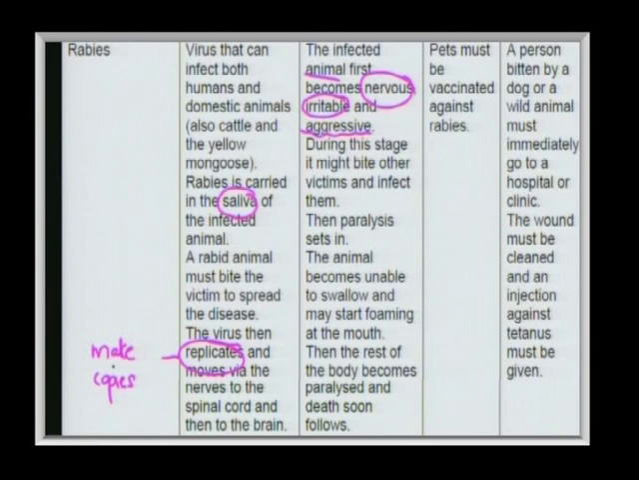Paralysis will start to set in our host animal. The animal becomes unable to swallow and may start foaming at the mouth. The paralysis that sets in is progressive. It normally begins around the jaw area and then starts to move through the whole rest of the body. The big problem is, once these symptoms have set in, treatment is no longer an option. This disease ends in death if not caught very quickly.